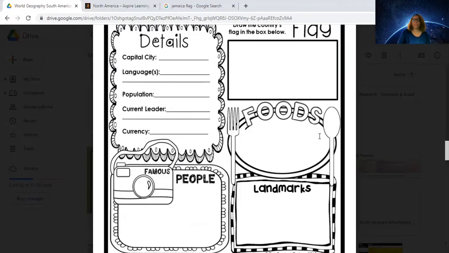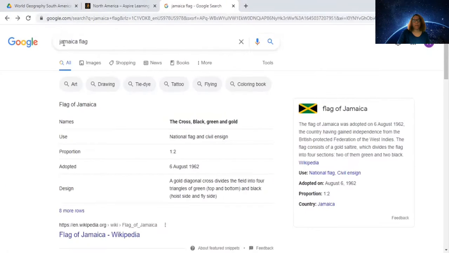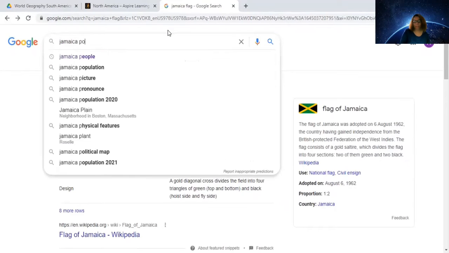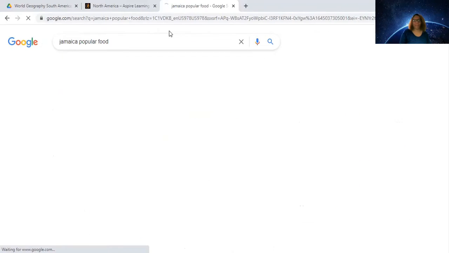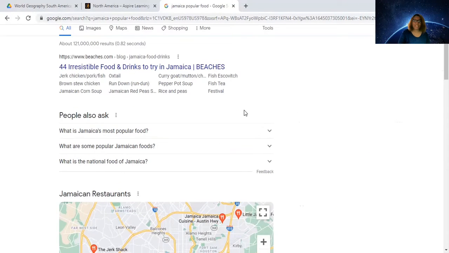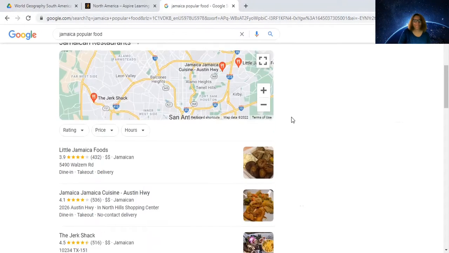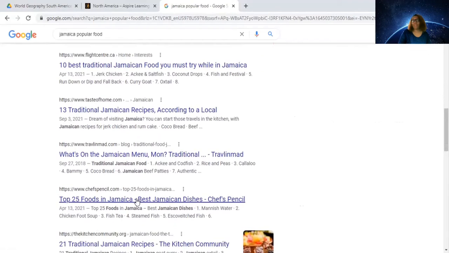All right, and then let's go over to foods. So with foods, what I try to do is to get about three popular foods. Oof, sorry, typing crazy right now. And so you scroll down and you see 44 irresistible foods and drinks to try in Jamaica. That's a little much. I want something more like a 10 best traditional, 13 traditional, 25 foods in Jamaica.